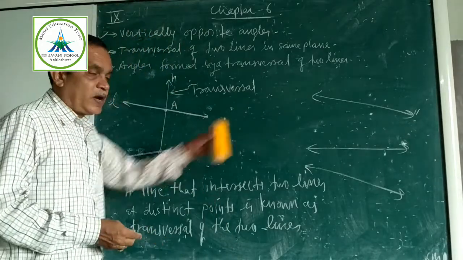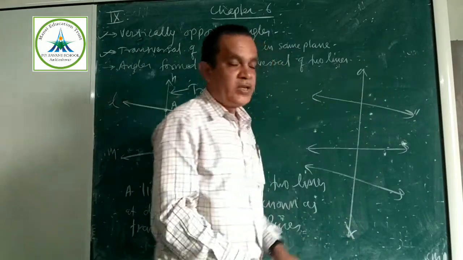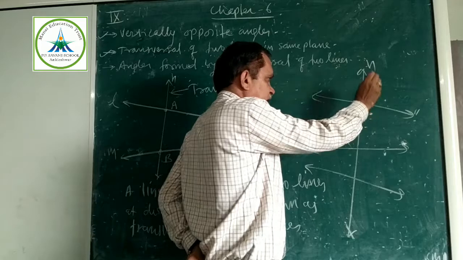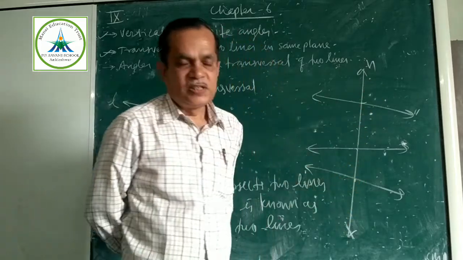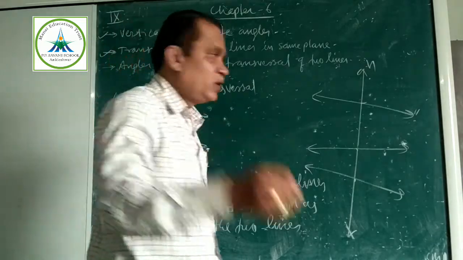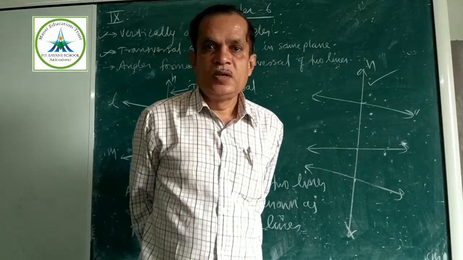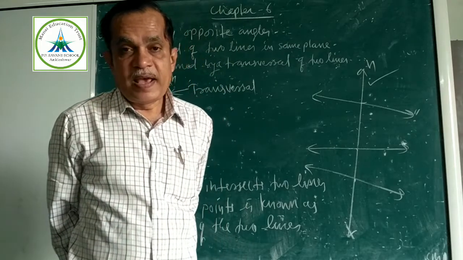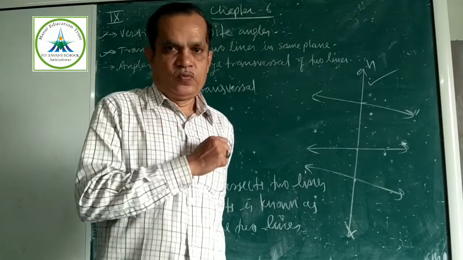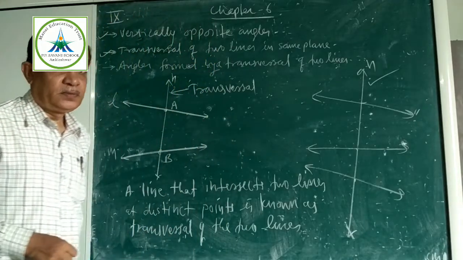Okay, now see, if I draw the lines, line N intersects this line at a point. This line is intersecting more than two lines in distinct points. Therefore, this is also called a transversal of all these three lines. For a transversal, how many minimum lines are required? Two lines. Can be more than two. Minimum two lines.